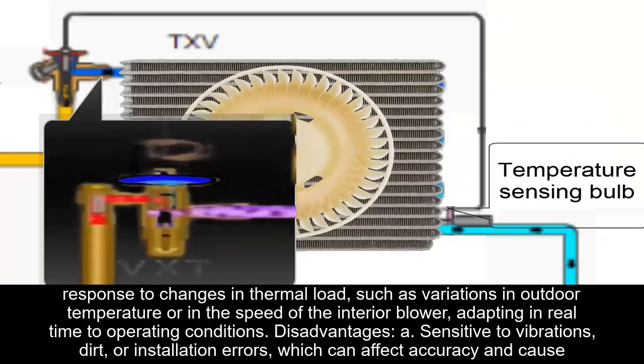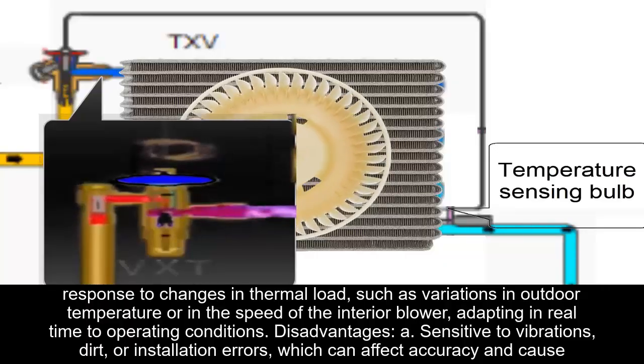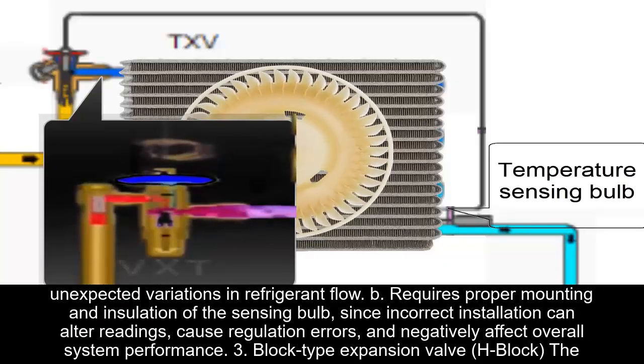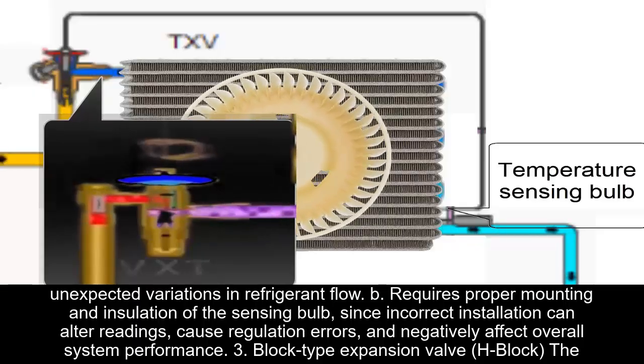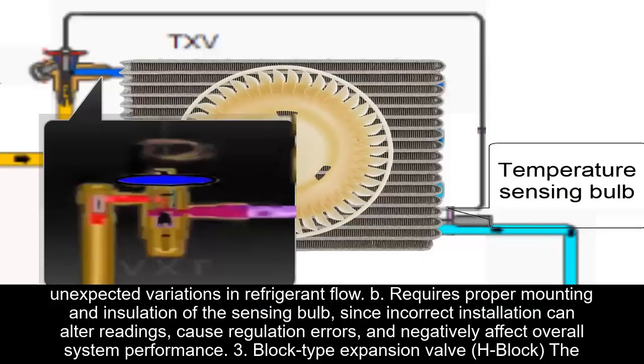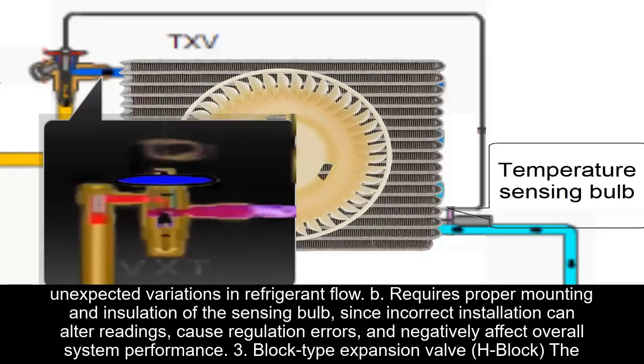Disadvantages. A. Sensitive to vibrations, dirt, or installation errors, which can affect accuracy and cause unexpected variations in refrigerant flow and negatively affect overall system performance. 3. Block-type expansion valve, H-block.